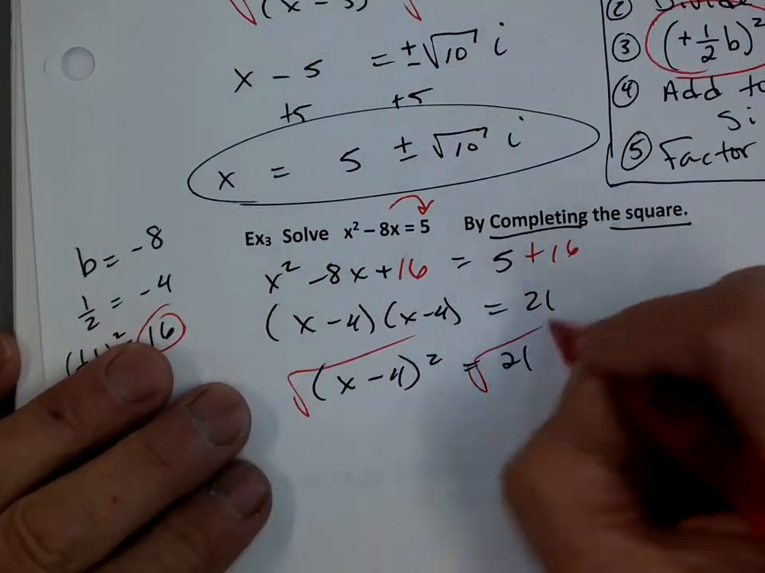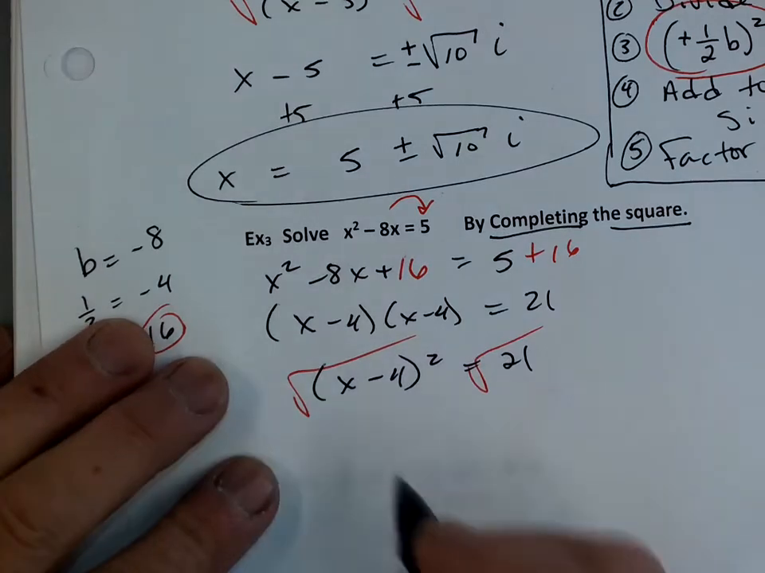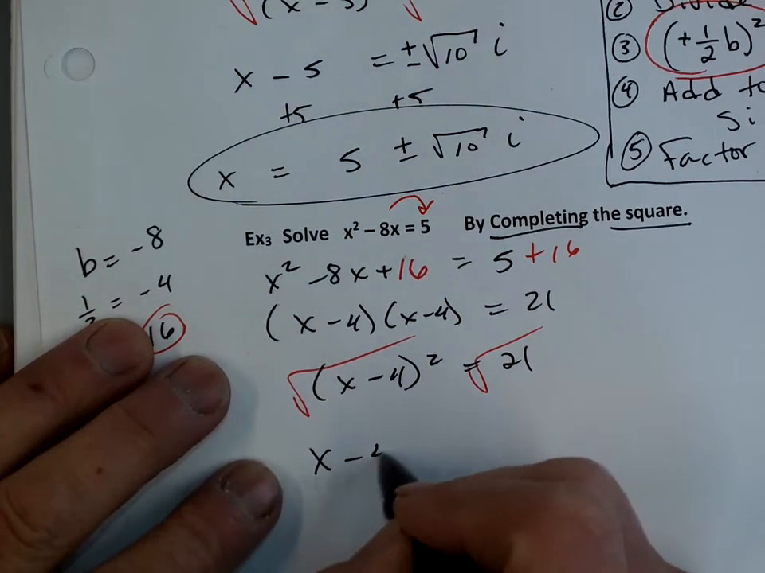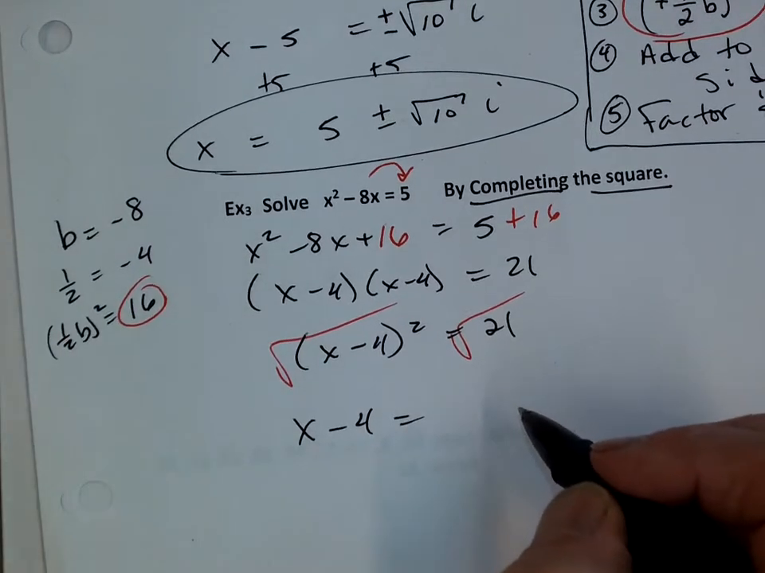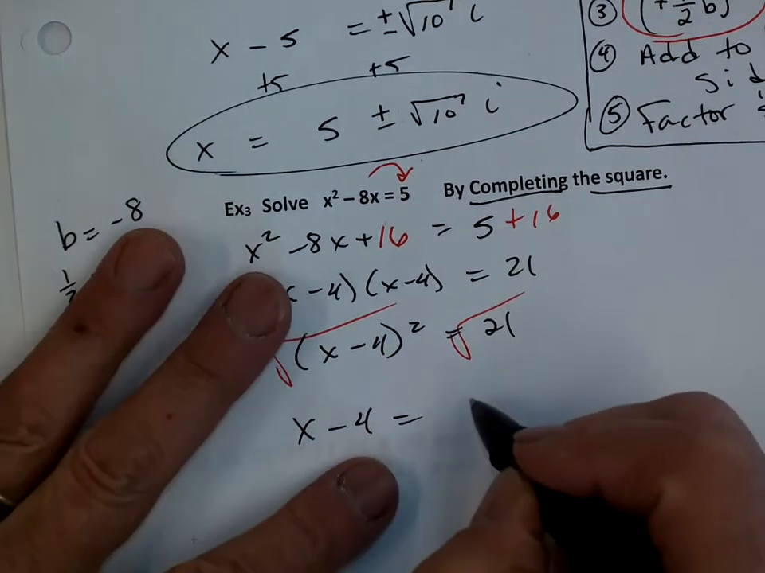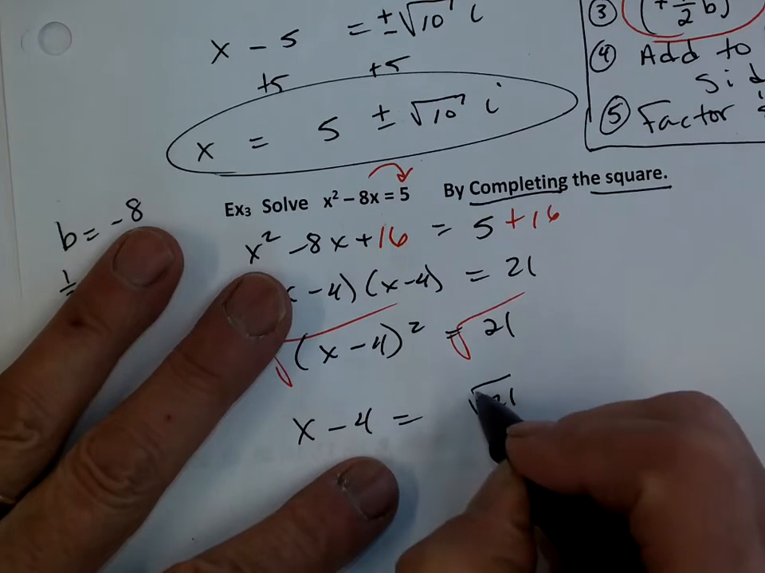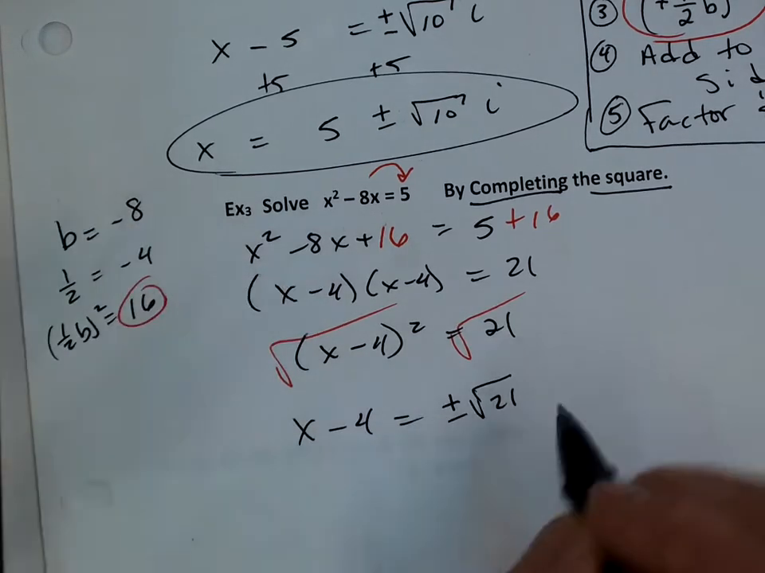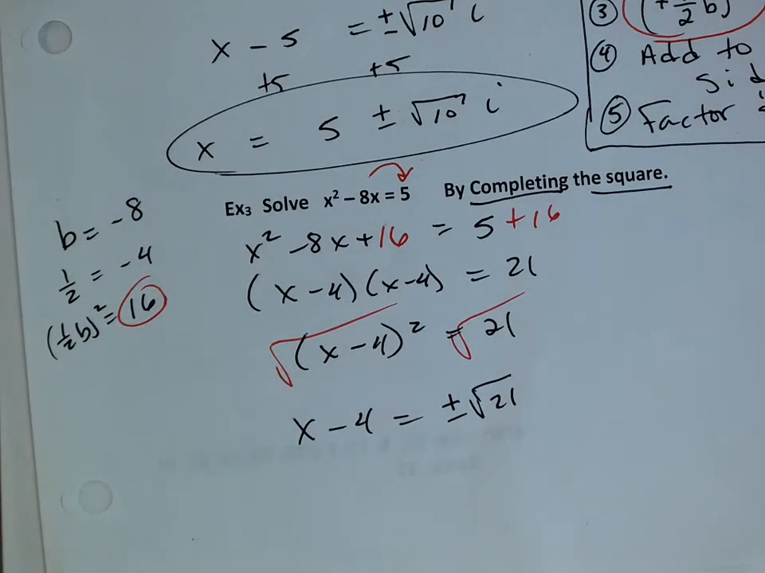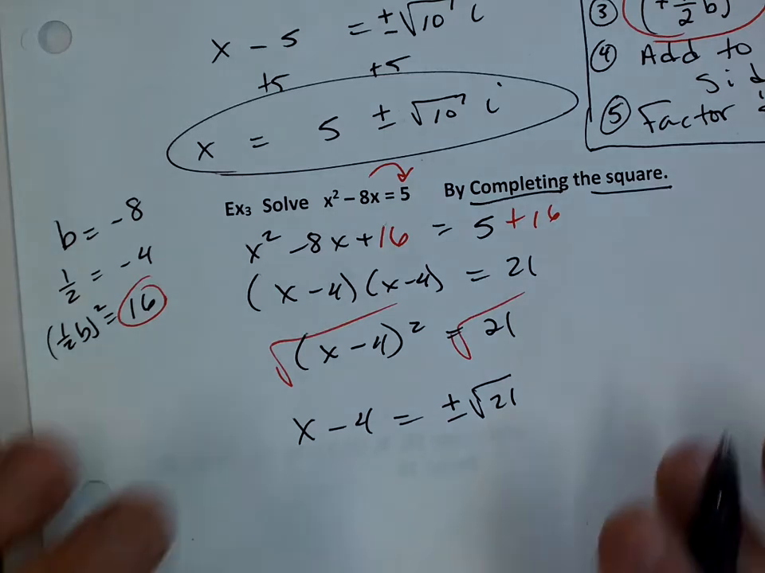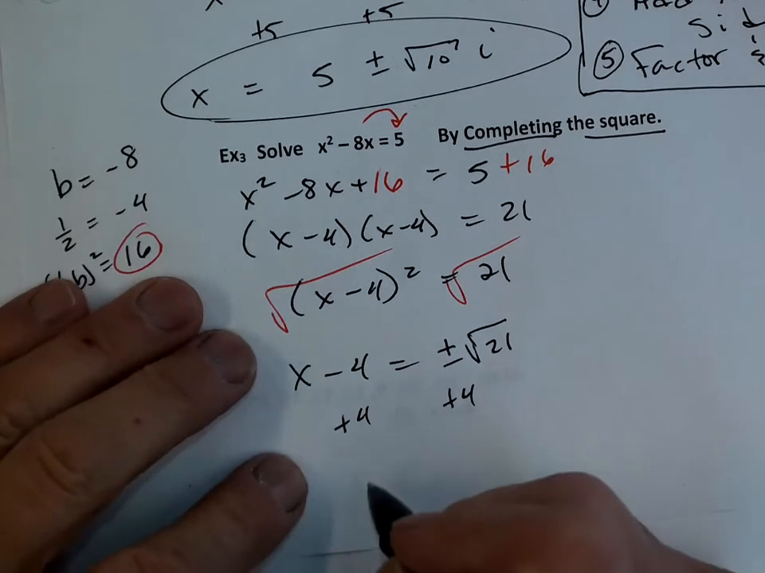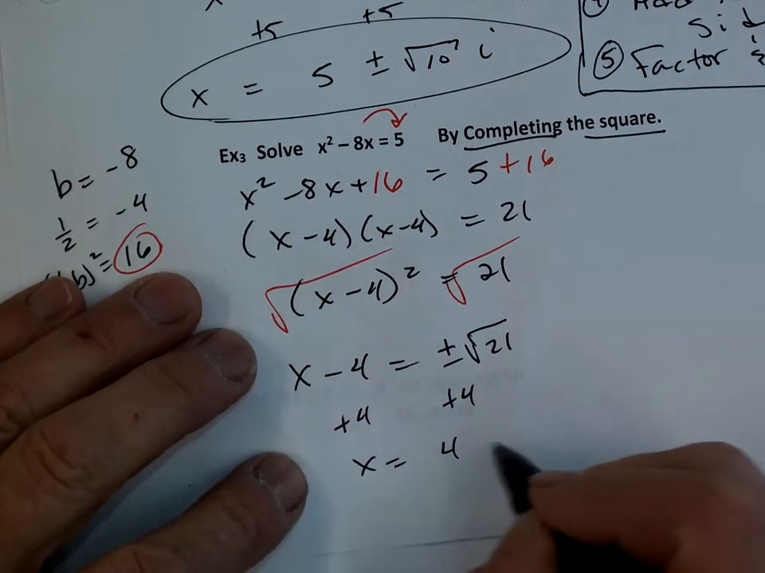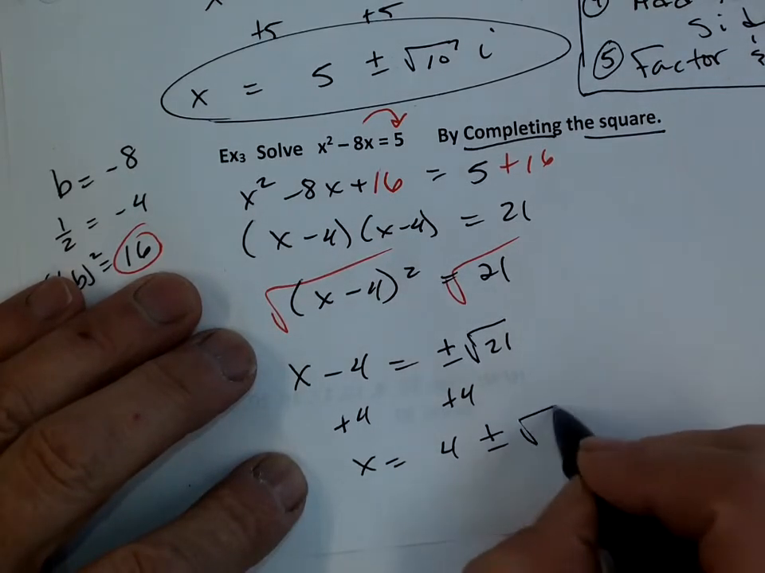Square root, right? And then we're going to get an x minus 4 equals the square root of 21. You can't really do anything with it. There is no perfect square root of 21, so I'm going to leave the square root of 21. But 2 answers, right? So I'm going to put plus minus because I need 2 answers. And then I'm going to go plus 4, x equals 4 plus or minus the square root of 21, okay?